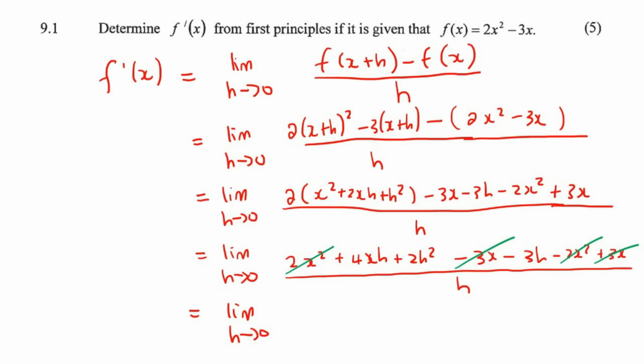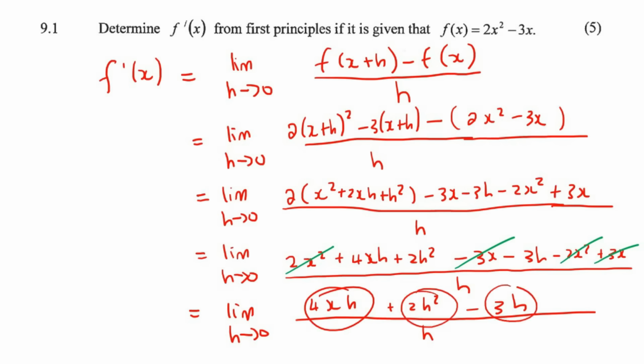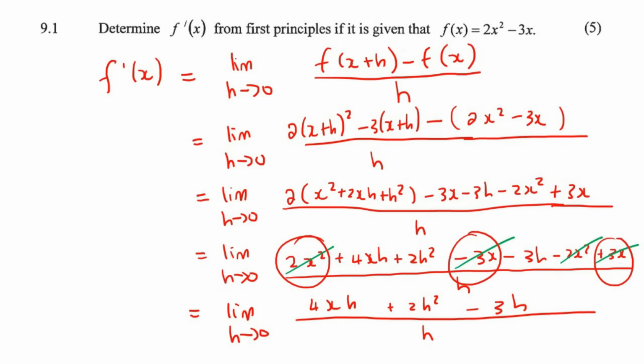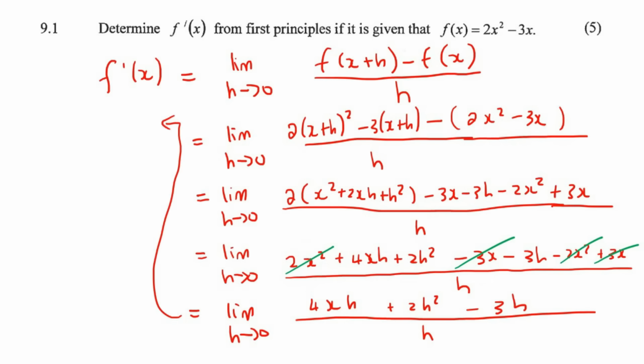So what we have left is 4xh plus 2h squared minus 3h. You see now, what we can do is each of these terms has an h in it. So now we can take out a common factor, but we wouldn't have been able to take out a common factor if one of these was still remaining. You see what I'm saying, guys? So now we're going to take out an h. Please don't mind me, but I'm going to have to write over here just for space. Just trying to save paper as well. So we take out an h over here.